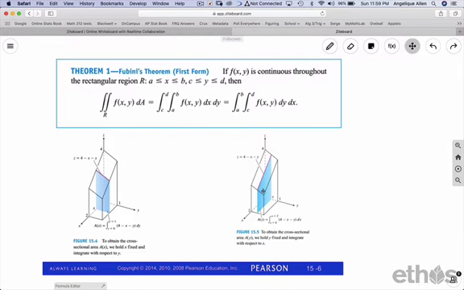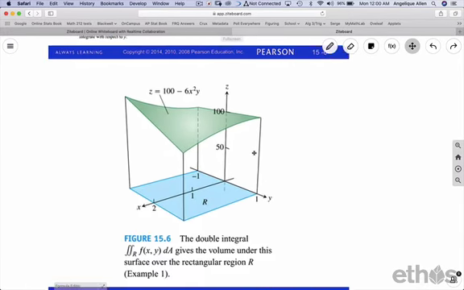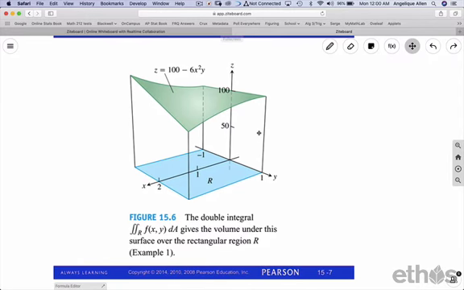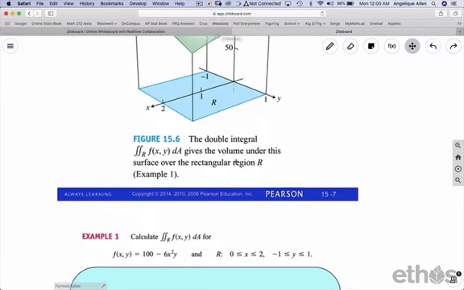So we're doing more than one integral, and I wanted you to see a picture of this function that we're about to integrate: the area under this green surface, 100 minus 6x squared y. We're going to integrate from y equals negative 1 to positive 1, and from x equals 0 to 2. So this is the picture, and the double integral indicated here over the region R of f of x, y, dA gives the volume underneath this surface over the rectangular region R in the xy plane. So this is a picture of what we're about to do.